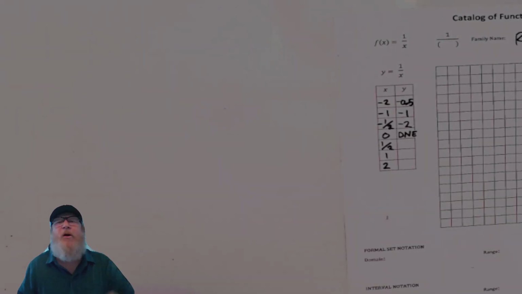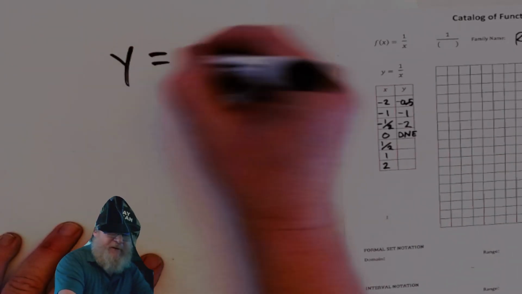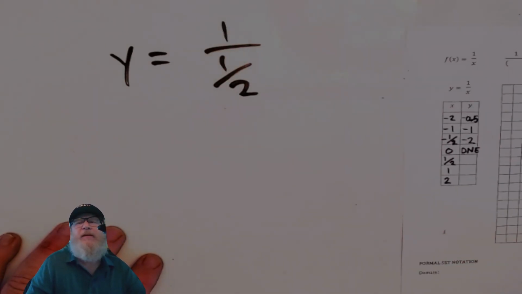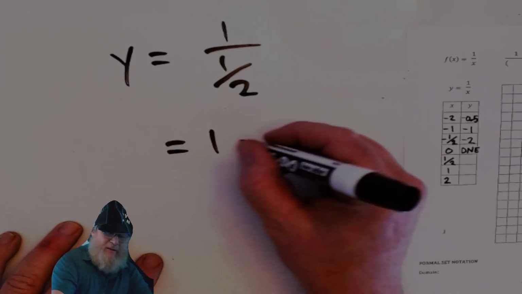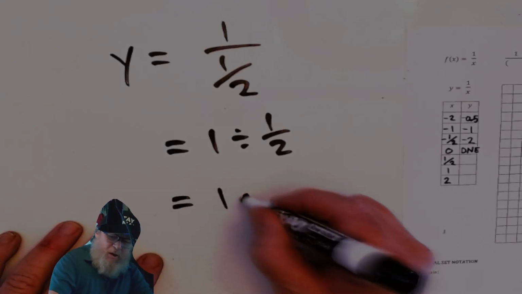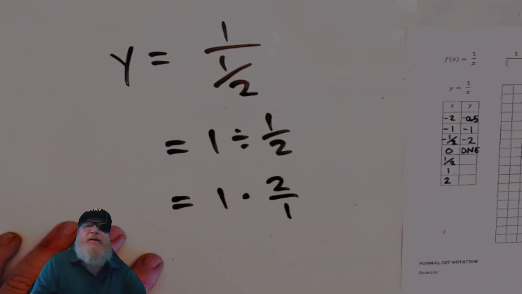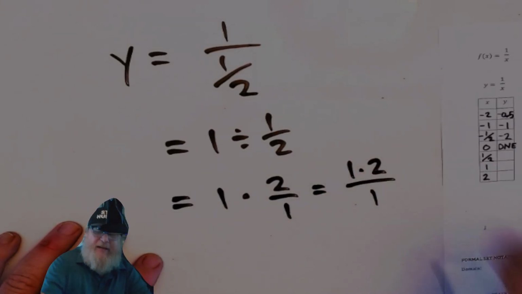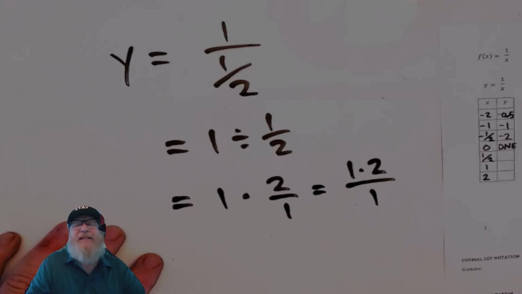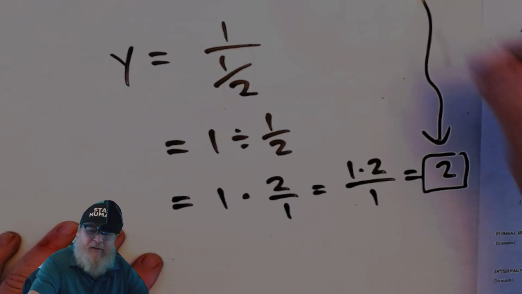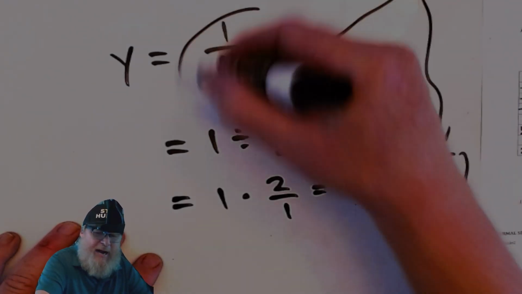All right. We're almost done. A couple more points. Let's plug in 1/2 for x. 1 divided by 1/2. That's 1 times 2/1, which is 1 times 2 divided by 1. That's a long way to say 2.